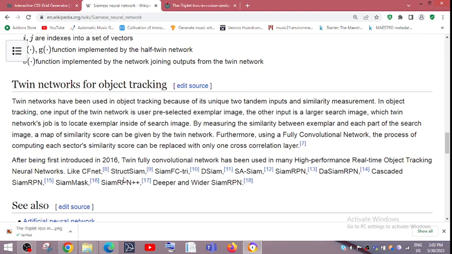Furthermore, in a fully convolutional neural network, the process of computing each sector's similarity score can be replaced by one correlation layer. After being introduced in 2016, twin fully convolutional networks have been used in many high performance real-time object tracking neural networks such as SiamFC, SiamRPN, and deeper and wider variants.